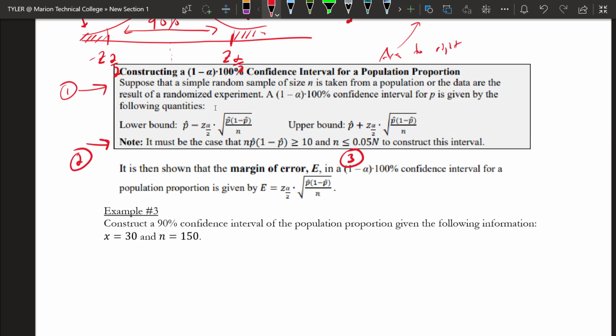So as I mentioned, for the margin of error, something new is we often use capital E to denote margin of error. So this is an equation to find the margin of error. Right? So in other words, if we take p hat plus or minus E, that's what's going to give us the confidence interval. Right? So it's just a little more concise way to write that.